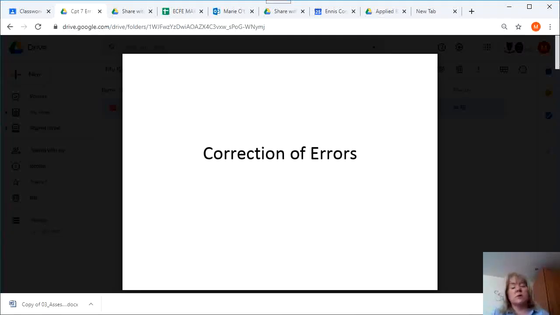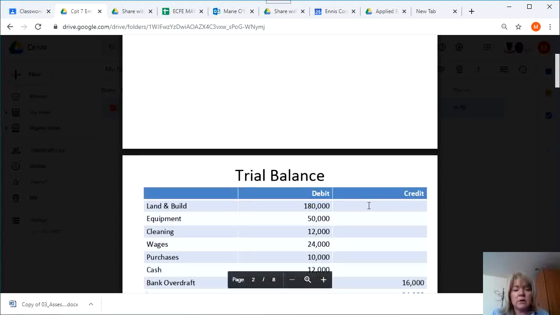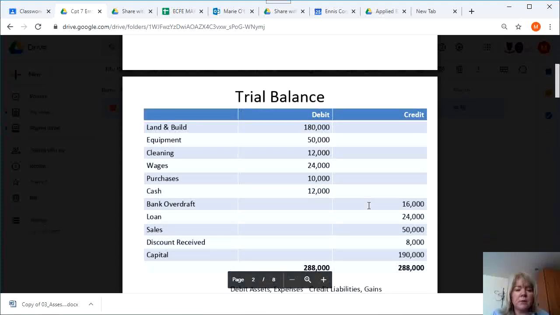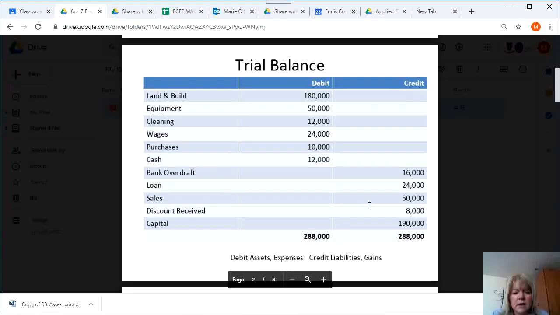Okay, so I'm just going to talk through the correction of errors in your chapter there for financial accounting. Generally, when we get to the trial balance, we hope that it's clean of all errors, and you'll see in this example here, my debit and credit are balanced there at 288,000 on either side, and generally we'd be happy at that. However, that doesn't mean that the bookkeeping is error free. There may be errors within that even though it's balancing.